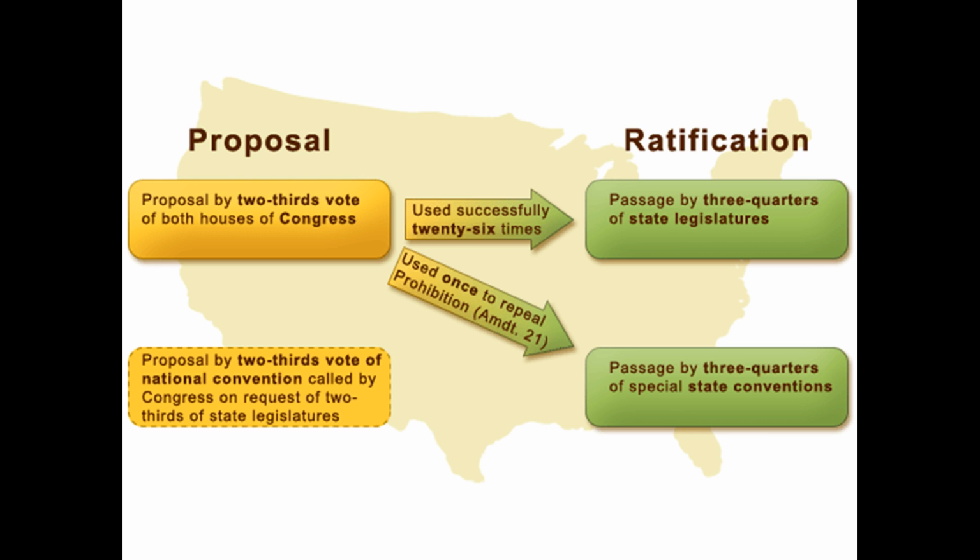But in theory, if enough states get together, they can force Congress to call this convention, at which point you could make possibly wholesale changes to the Constitution. It's not really that well explained in Article 5 what would go on here. So in general, this isn't really the more important amendment process for you to be aware of.